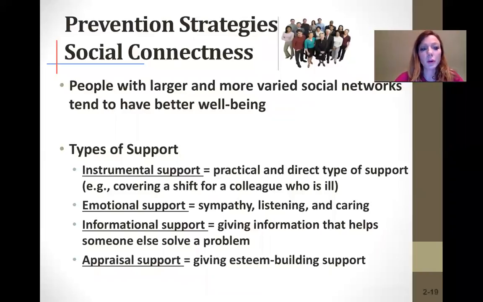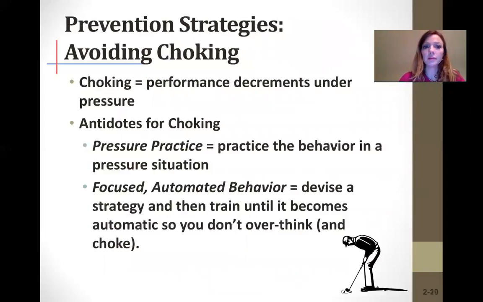So types of support that this can explain are instrumental supports like covering a shift for a colleague who's ill, emotional support, sympathy, listening, caring, that go-to person, informational support, someone that you know that you can go to if you have a problem you need to solve, and then appraisal support, someone that actually builds your self-esteem. And it's always good to surround yourself with all of these types of support. And if you have this type of support system that's strong at work, you're probably going to stay there.